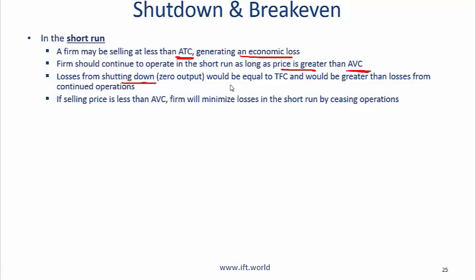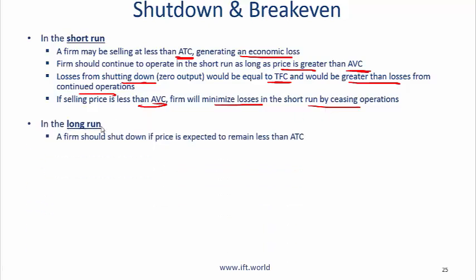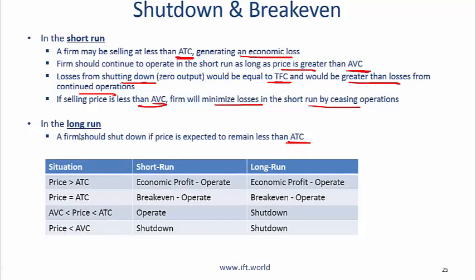Losses from shutting down would be equal to total fixed cost and would be greater than the loss from continued operations. If selling price is less than average variable cost, the firm will minimize losses in the short run by ceasing operations. In the long run, a firm should shut down if the price is expected to remain less than average total cost. And here is a table which summarizes what we have just talked about.